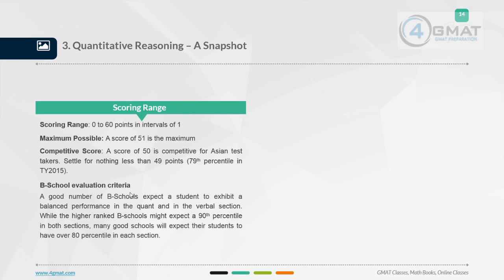What is the outlook from a school's perspective? Schools would like their students to have a balanced score between the quant and the verbal section. So the very good, higher ranked schools will expect their applicants to have a 90th percentile in both these sections, the quant and the verbal. Whereas many good schools will expect you to have a balanced score, which would be 80th percentile and above in each of these sections.